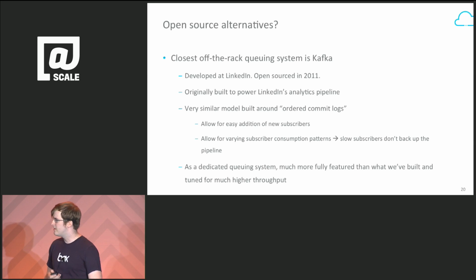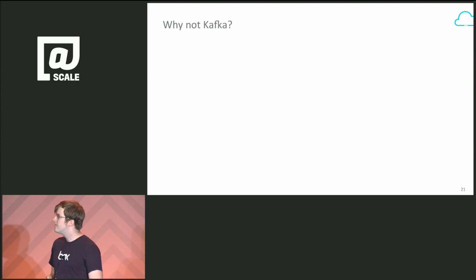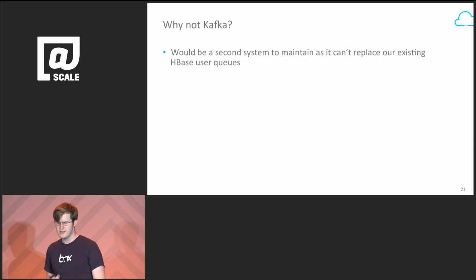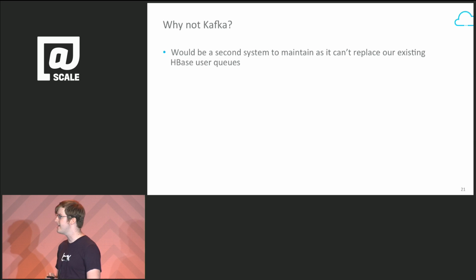So using Kafka would make a lot of sense, because it's a dedicated queuing system. It's a lot more fully featured than what we've built so far, and it's tuned for much higher throughput. So why wouldn't we use it? The first problem is that it would be a second system we'd have to maintain, because it couldn't actually replace our initial HBase use case. The reason is that it can't scale to millions of topics.